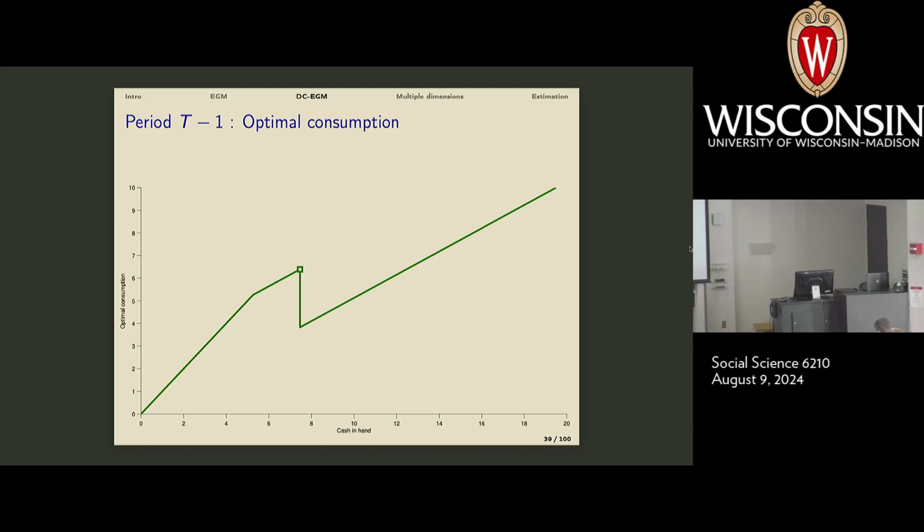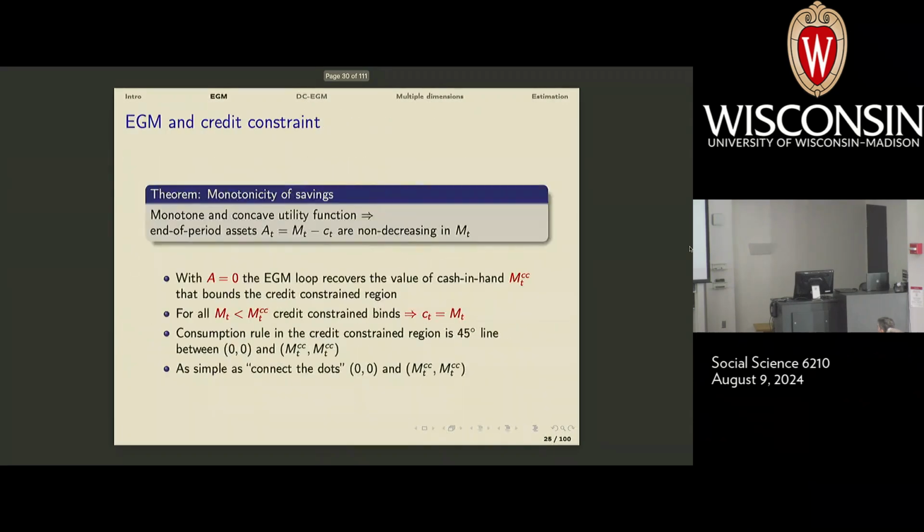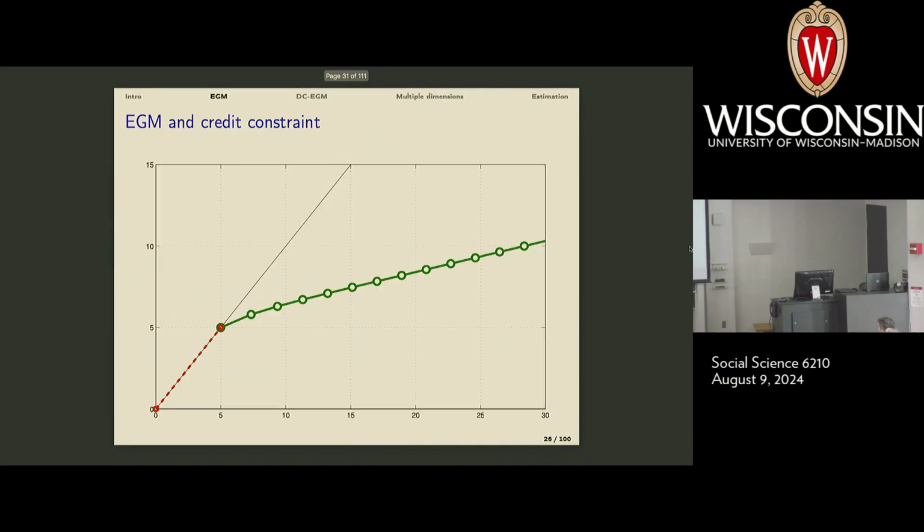I'm sorry, say it again? Between here? Oh, before here. Oh, this one. Okay, that was there before. That was this one.